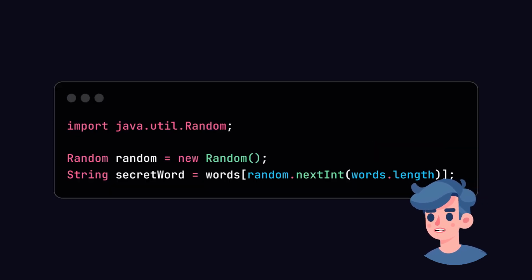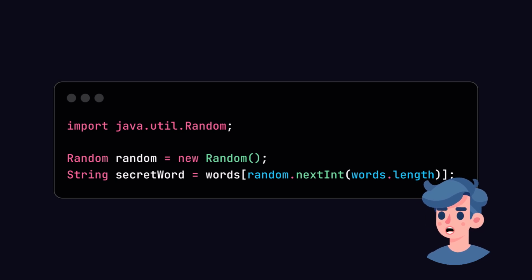Next, we need to randomly select a word from this array for the player to guess. We will use the Random class for this. Let's import java.util.Random at the top of our Java file. Then we can write the code to select a random word.